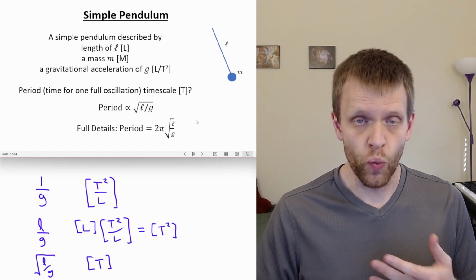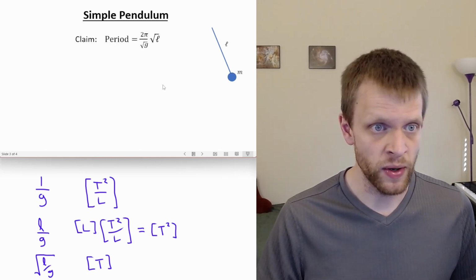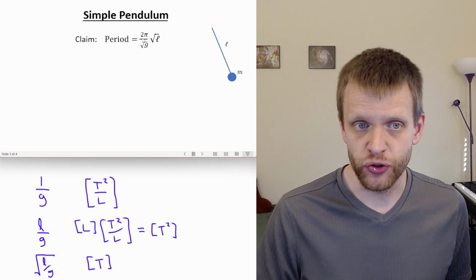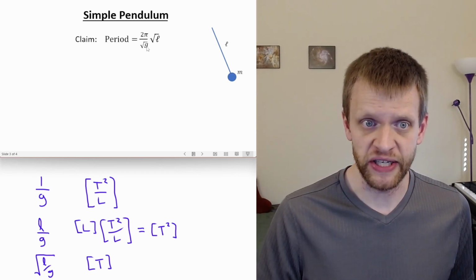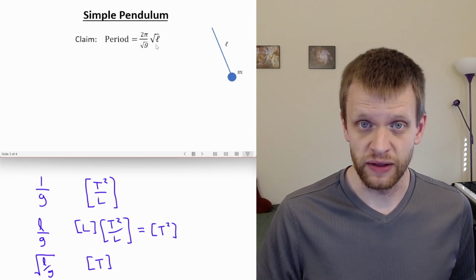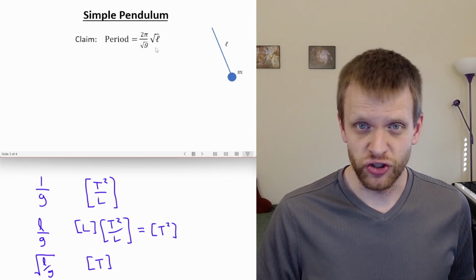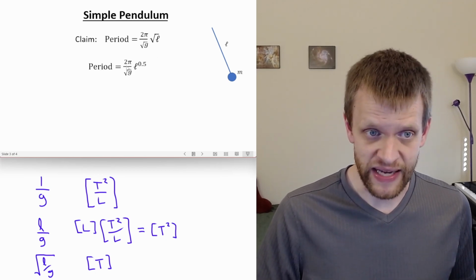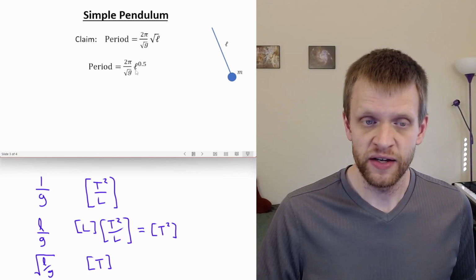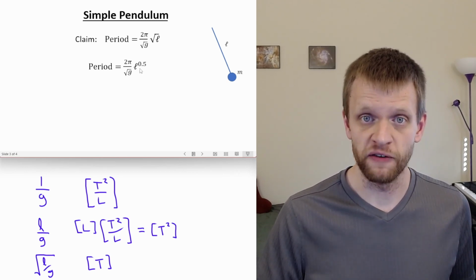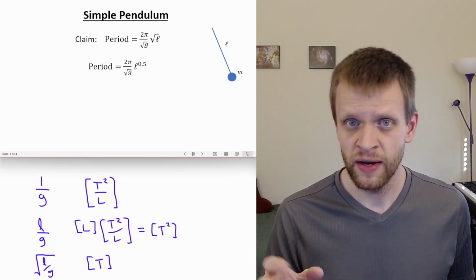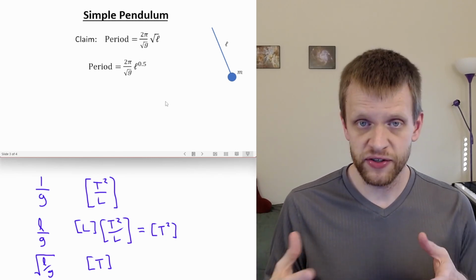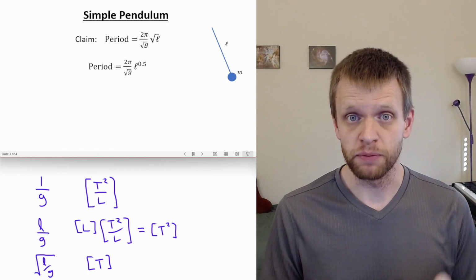So the next thing is, what specific predictions does this make? Our claimed equation, the full details, is that the period should be equal to 2 pi divided by the square root of g multiplied by the square root of the length of that pendulum. And we can write this equivalently as 2 pi divided by the square root of g times the length of the pendulum to the power of 0.5, for reasons we're going to see a little later when we do the data analysis. Taking the square root of a quantity is the same as taking that value to the power of 1/2. And with this equation, we can make a couple of predictions.